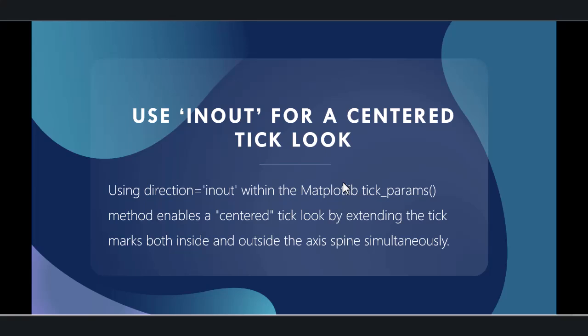Now we'll see the last method, using in out for a centered tick look. Using direction equals in out within the Matplotlib tick_params method enables a centered tick look by extending the tick marks both inside and outside the axis spine simultaneously. As I explained initially, there are three ways: ticks inside the axis frame, outside, and both sides. As we used in the first example, here also we will use the direction parameter. There we gave in, and here we will give in out, so that the tick will be expanded both inside and outside. We'll see an example.